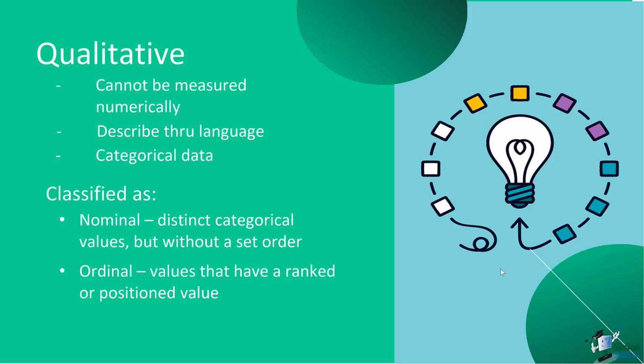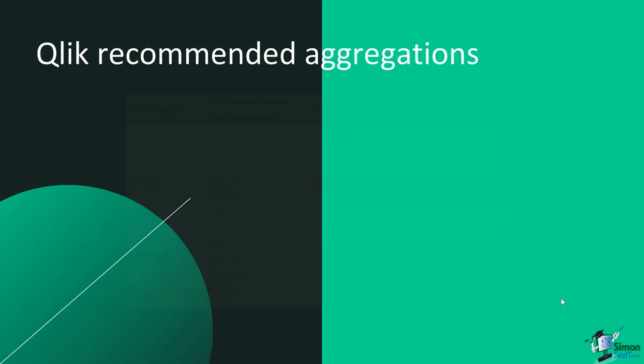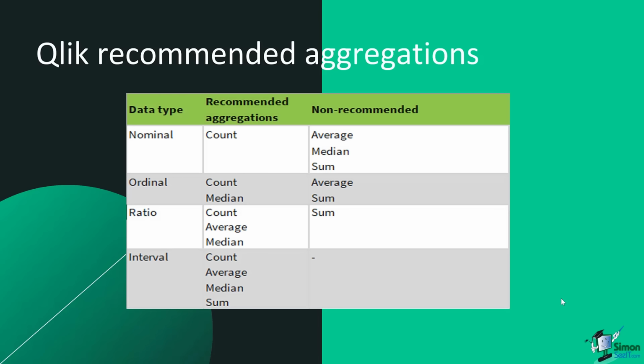It is essential to be able to categorize the data in your tables, as this can guide you on how to aggregate the values and how you can further improve your visualization. Here's a table of Qlik recommended aggregations for each data type. These recommendations should not be considered absolute, and you should always take into consideration the output that is suitable for your data set. For nominal data, it is best to use count and avoid average, median, and sum.